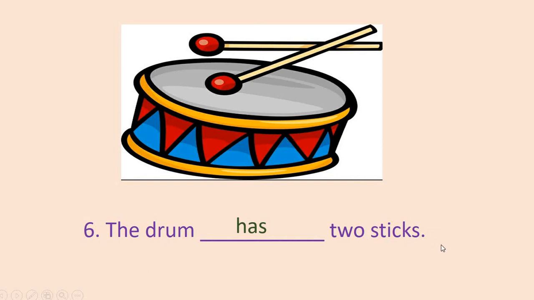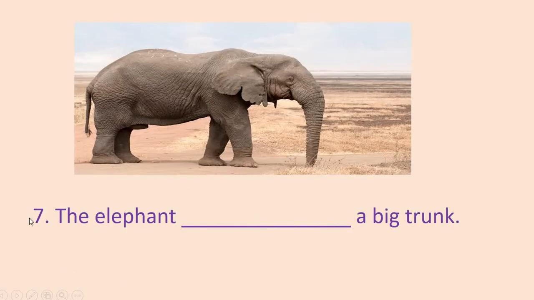See, there are sticks. Spelling S-T-I-C-K-S. Sticks. Yes, it is more important. The drum has 2 sticks. Okay, students, have you understood this sentence? This is a thing. Drum is a thing. So, the drum has 2 sticks. How many sticks? 2 sticks. So, what will come here? Has. H-A-S. Has. Understood?